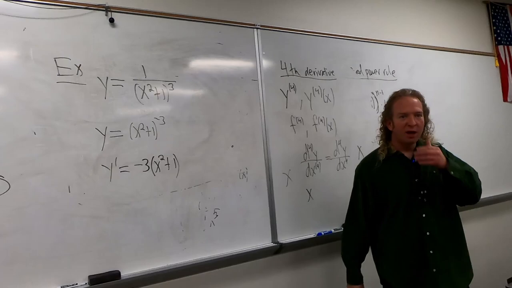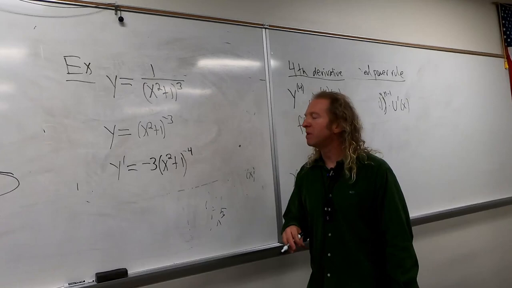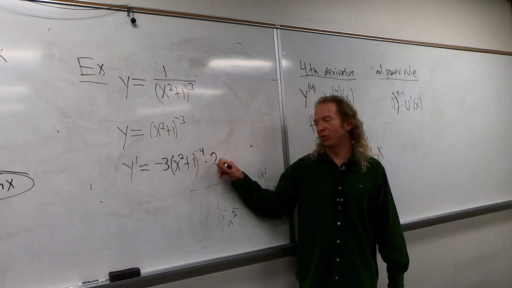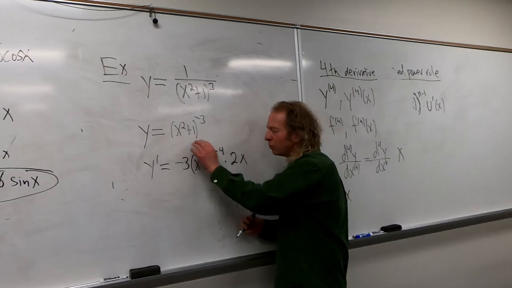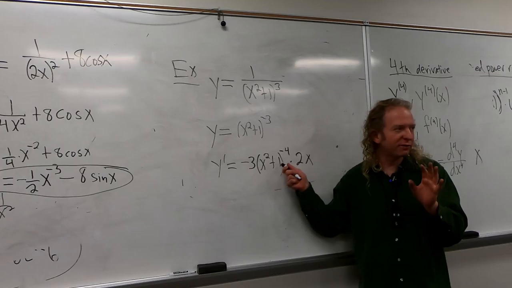And then you would subtract 1. Negative 4. What's missing? What do you have to take now? The derivative of the inside, which is 2x. It's a chain rule, right? So you bring down the 3. You leave the inside untouched. You subtract 1. And then you multiply by the derivative of the inside.